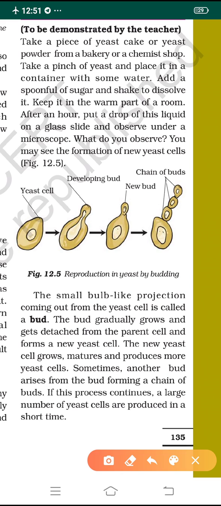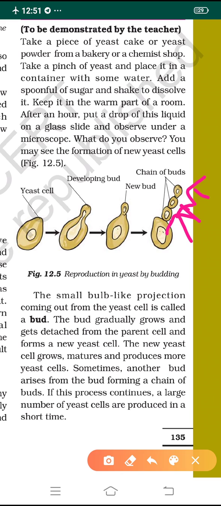Sometimes another bud arises from the bud, forming a chain of buds. See, already one bud is formed here, and above that one more bud starts arising. Above that, one more bud starts arising. We can see a chain of buds forming.